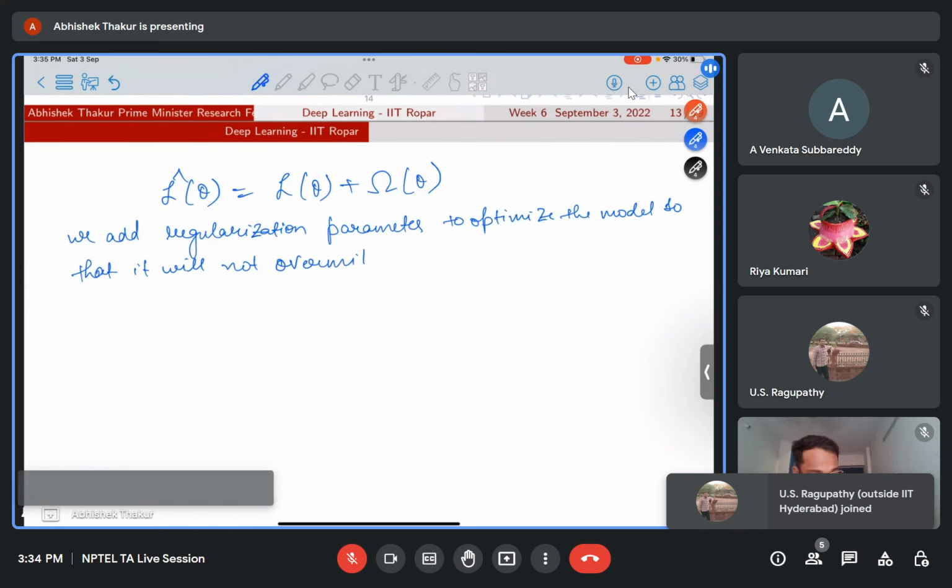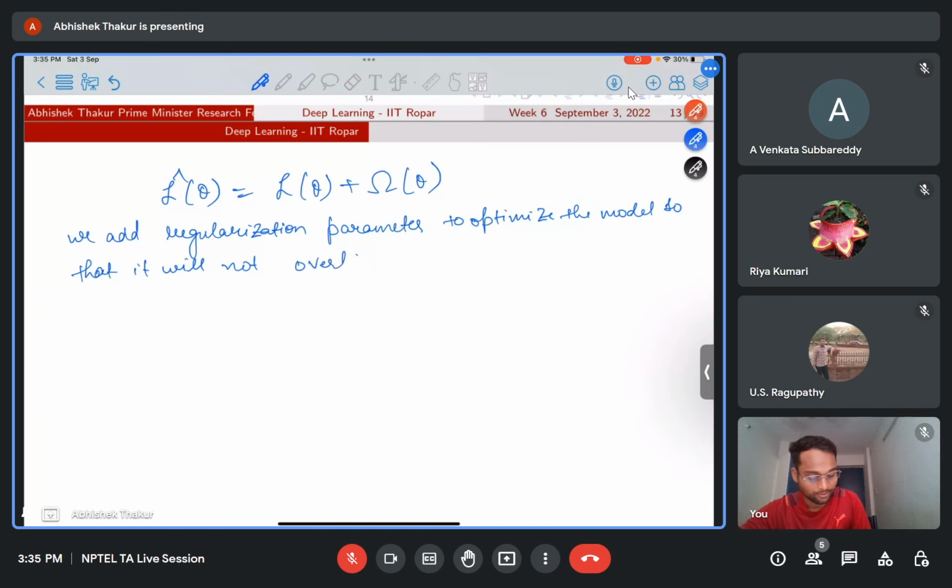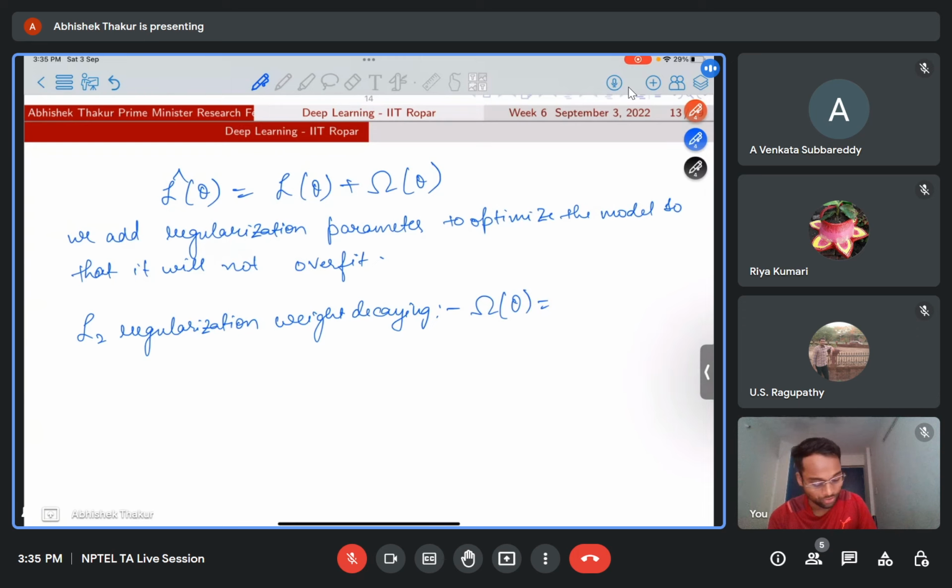So we add a regularization parameter so that the model will not overfit. We have studied various regularization parameters like L2 regularization, also known as weight decay. In this, omega theta is equal to lambda theta square.